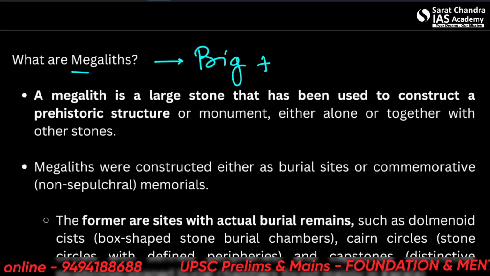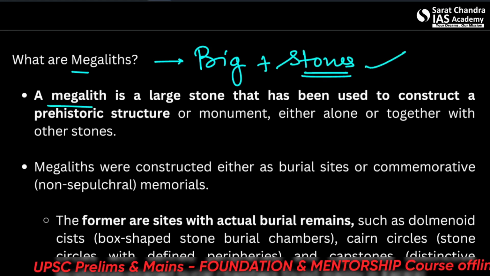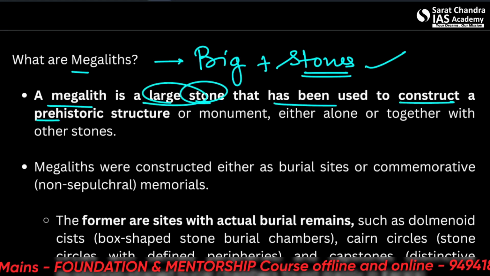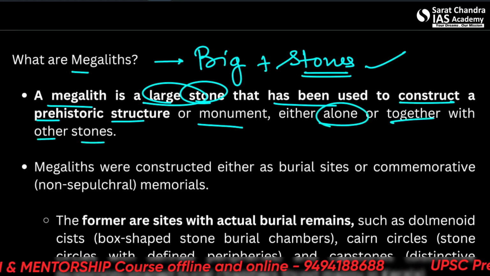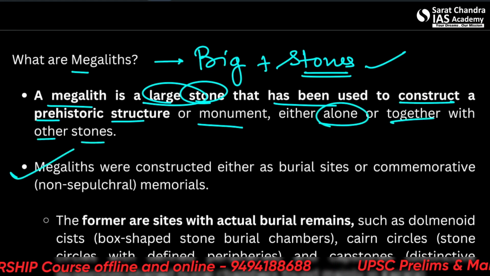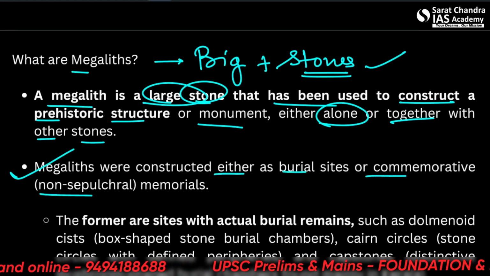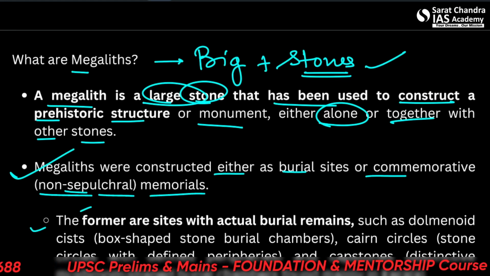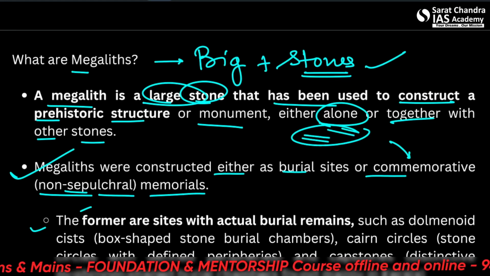And lith means stone. So a megalith is a large stone that has been used to construct a prehistoric structure or monument, either alone or together with other stones. Megaliths were constructed either as a burial site or commemorative non-sepulchral memorials. Commemorative means basically to keep a memory of a community together by some form.